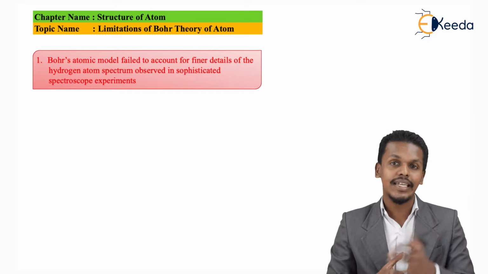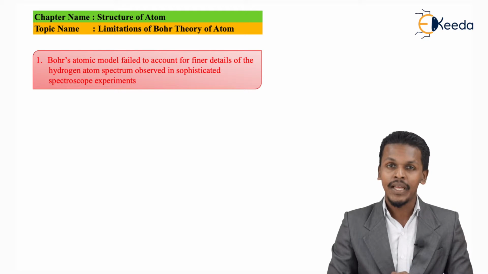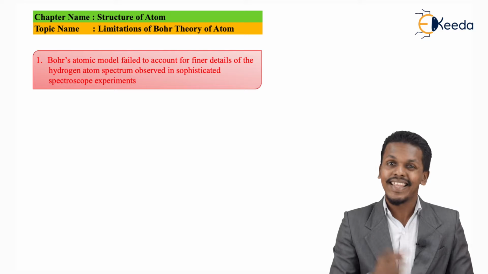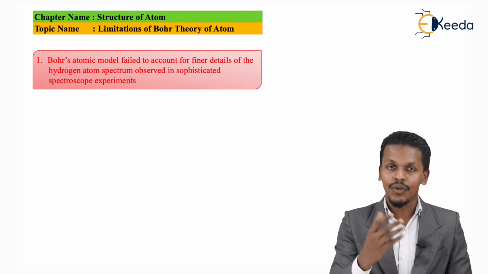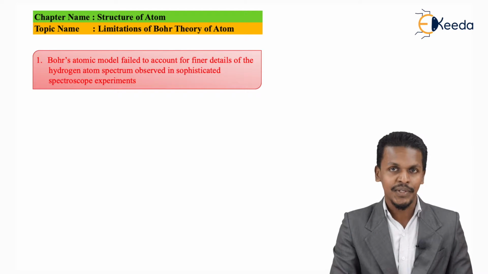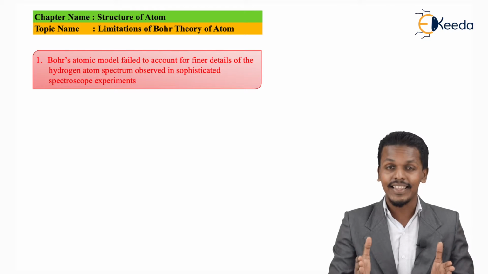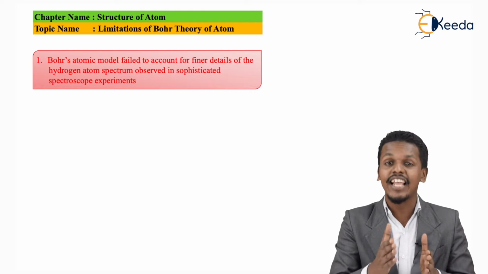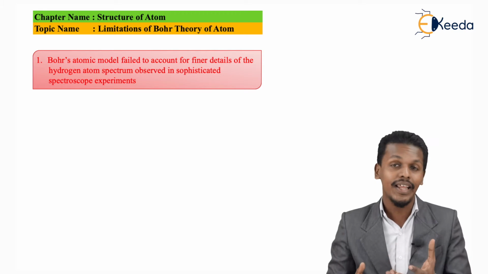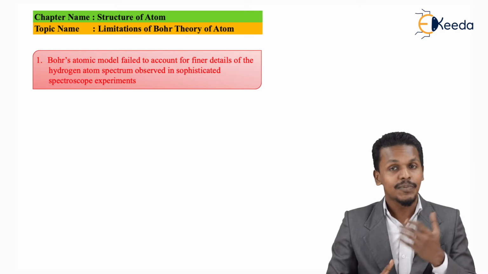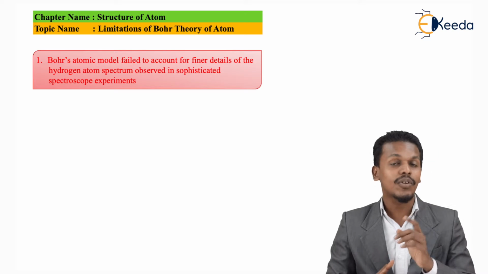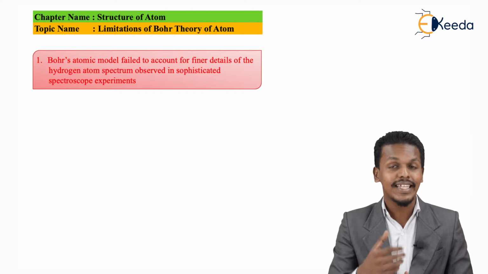Talking about the first demerit or limitation, Bohr explained the line spectrum for hydrogen, which we discussed in our previous topic also, but he has not explained it clearly. Clear line spectra are now obtained by sophisticated spectroscopic techniques. So that was the biggest drawback or limitation.